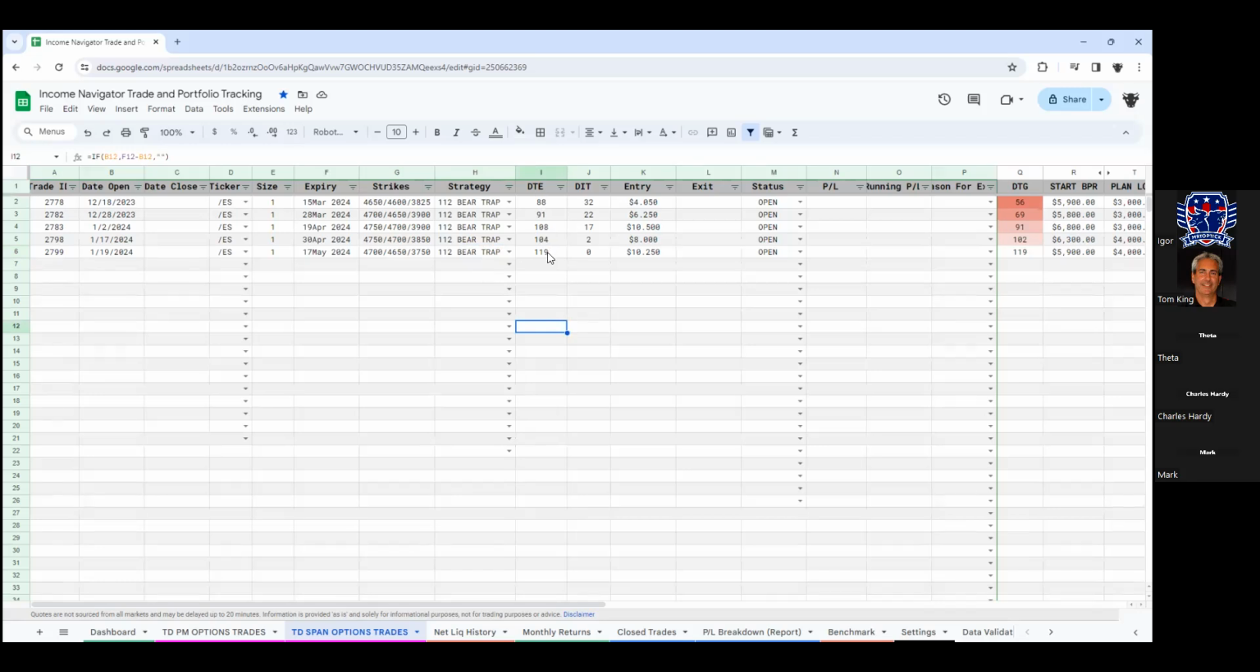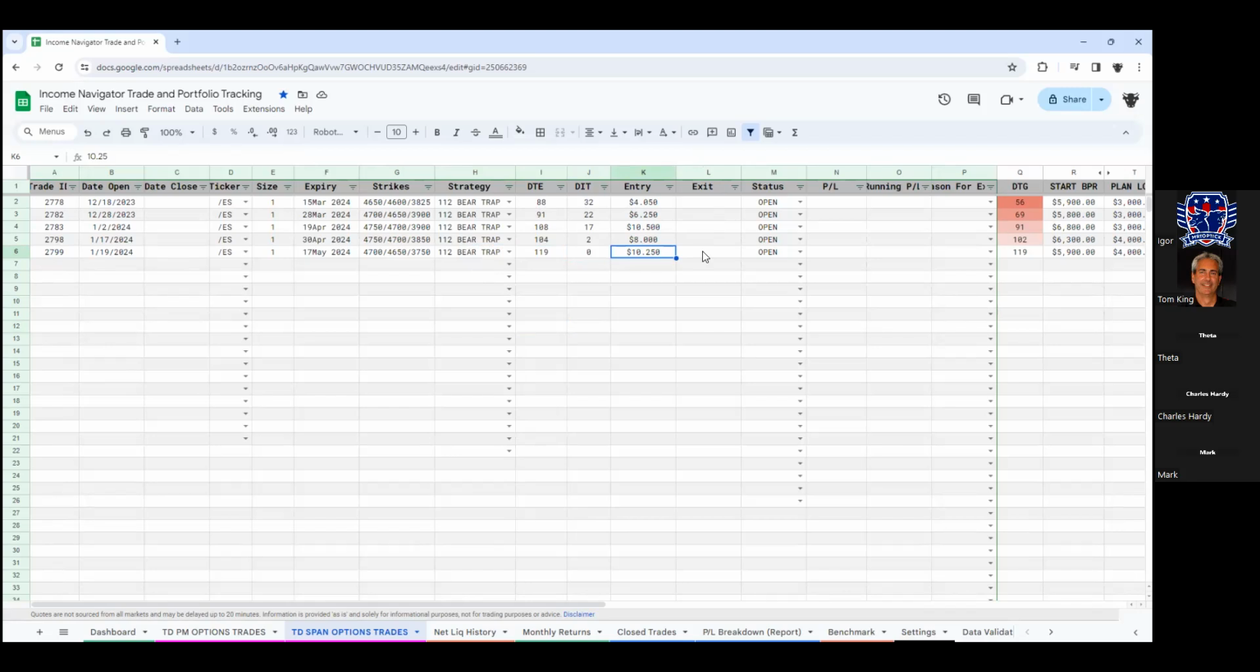Then I have a column that tells me, so I took the trade today. Today is 119 days away from expiration. The next column tells me how many days I have been in the trade. Entry is what the price was. This is the credit that I collected, $10.25.